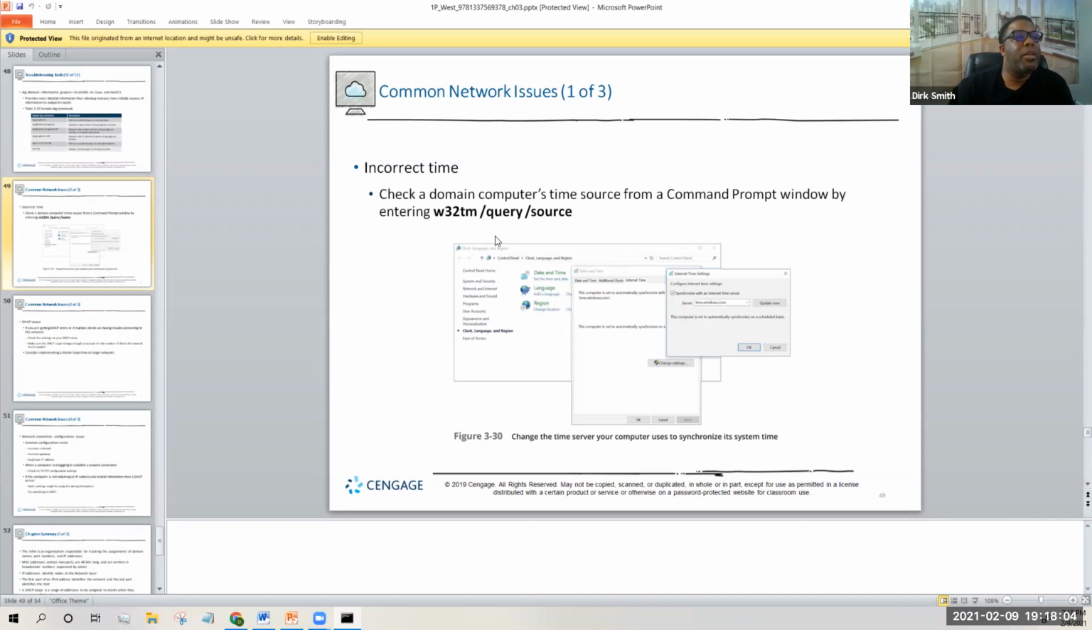W32time will give you the time, and then you can do a couple of command prompts. Usually big network companies have a time sync server. They have one server dedicated on their network to sync the time. And when you set up a brand new network configuration, you want to set that server to whatever the organization is, and you set the time.